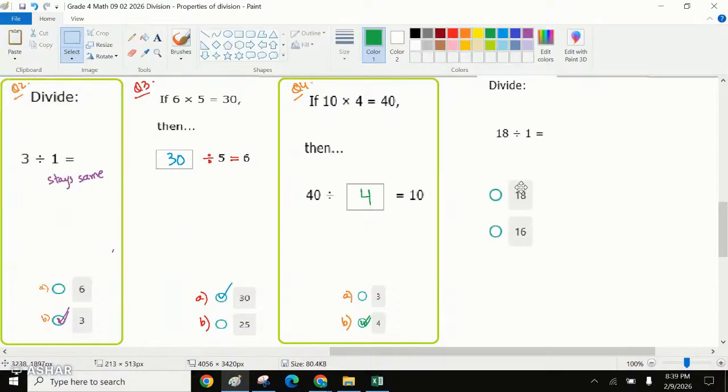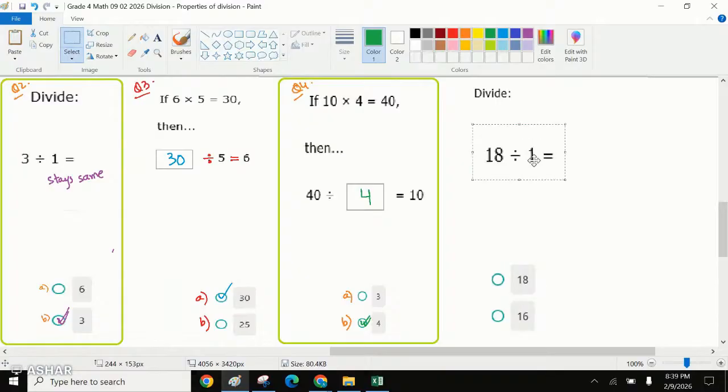Moving on to the next question, these are the two options given. When 18 is divided by 1, we know the rule that whenever a number is divided by 1, it should stay the same, right? Thank you, Matthew. Okay, thank you, Nate. 18 divided by 1, yes, option number 1, it will stay the same.